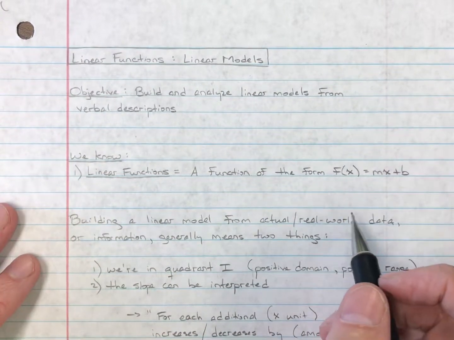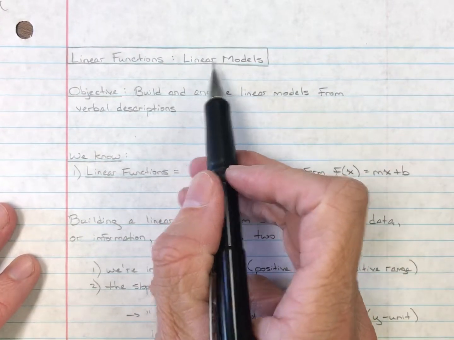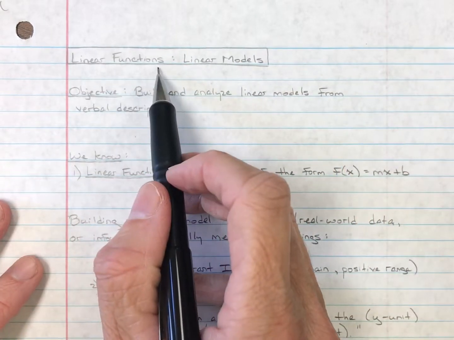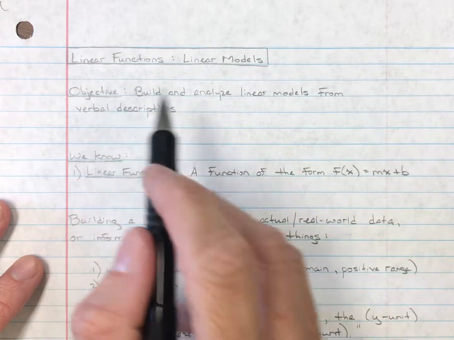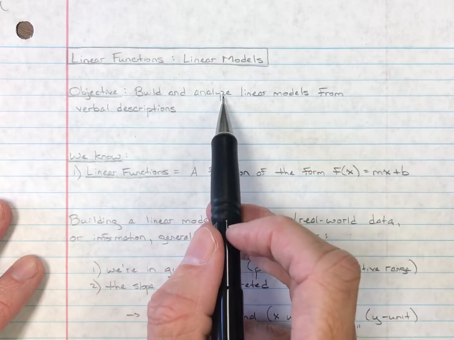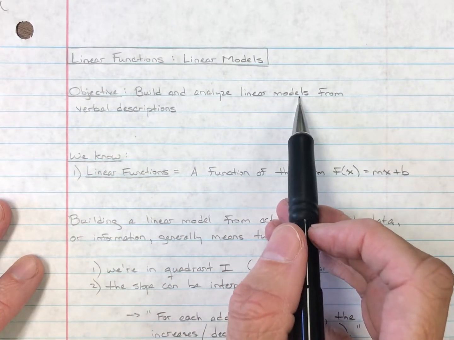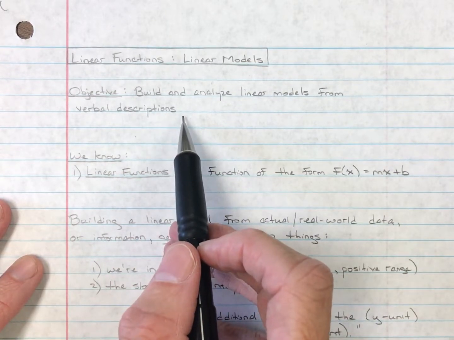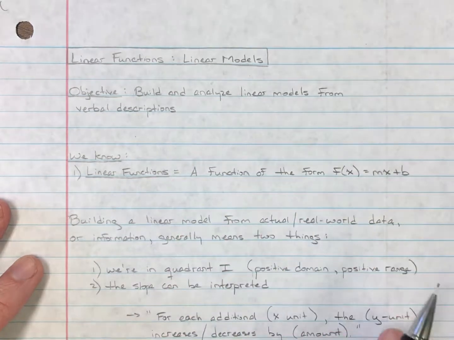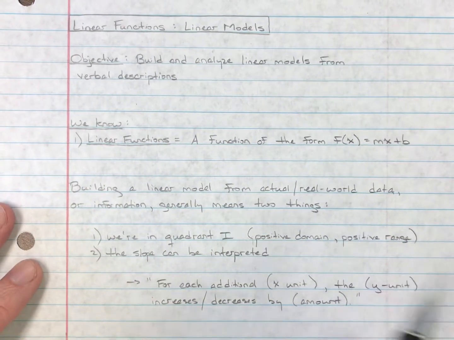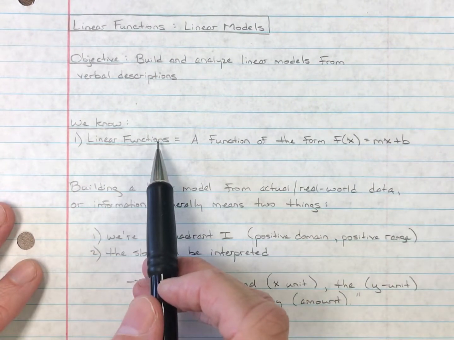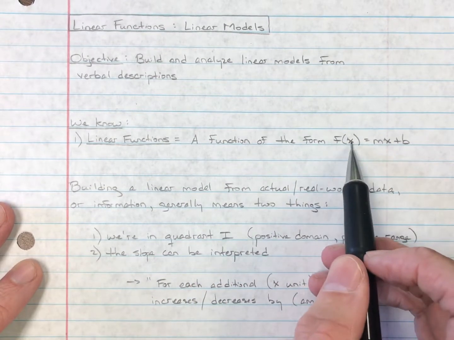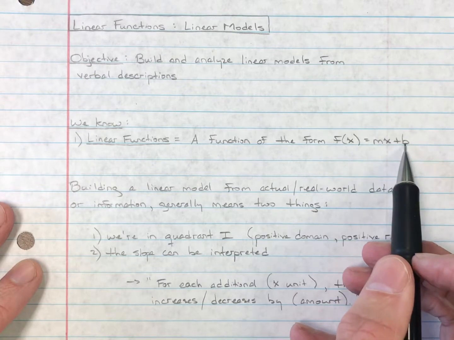Okay, let's take a look at building linear models as we continue to talk about linear functions. So our objective, we want to build and analyze linear models from verbal descriptions, from real world situations, okay? So what do we know that's going to help us here? We know what a linear function is, okay? It's a function of the form f of x equals mx plus b.